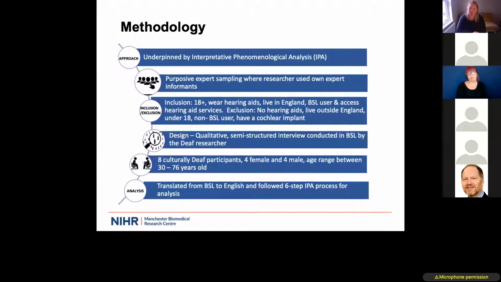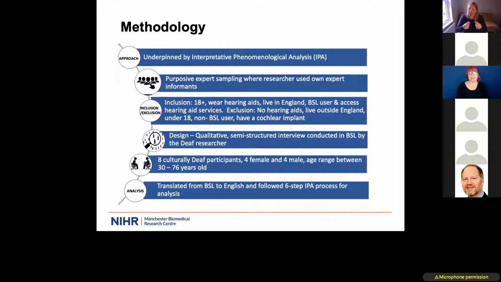So I'm just going to briefly talk about the methodology. The approach design was underpinned by Interpretative Phenomenological Analysis, IPA for short. Sampling was purposive expert sampling, where the researcher used their own expert informants. Inclusion criteria: participants needed to be over 18, wear hearing aids, live in England, use British Sign Language and access hearing aid services. Exclusion criteria was if you don't wear hearing aids, you live outside of England, are under the age of 18, don't use sign language, or wear a cochlear implant.